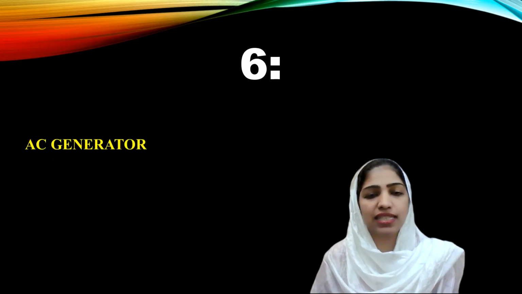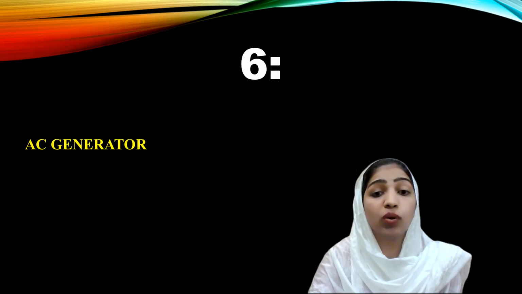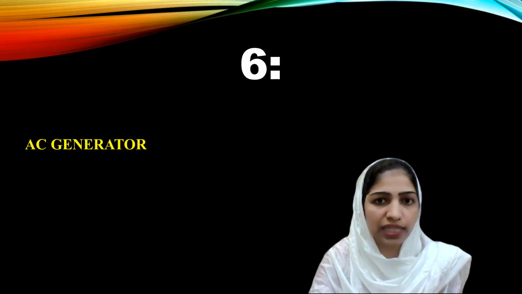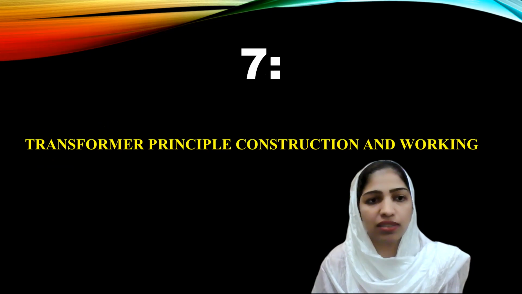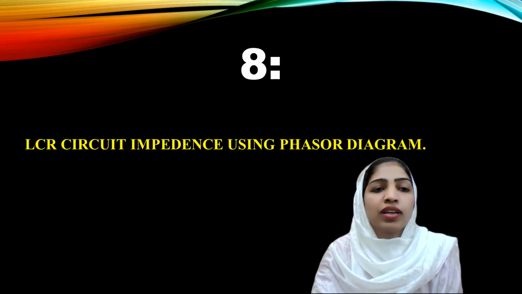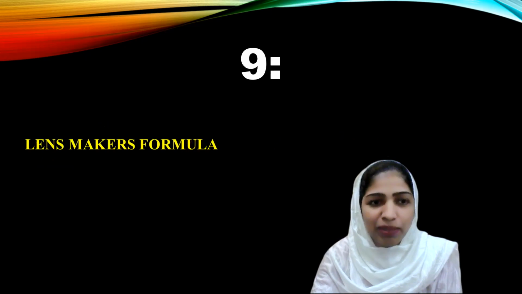Next is AC generator, the diagram, the construction, working, principle, and how theoretically we can get, by using AC generator, how an alternating EMF can be produced. Next is transformer. We are studying step up and step down transformer, its principle, construction, and working. Eighth topic is LCR circuit, derivation of impedance by using phasor diagram method.